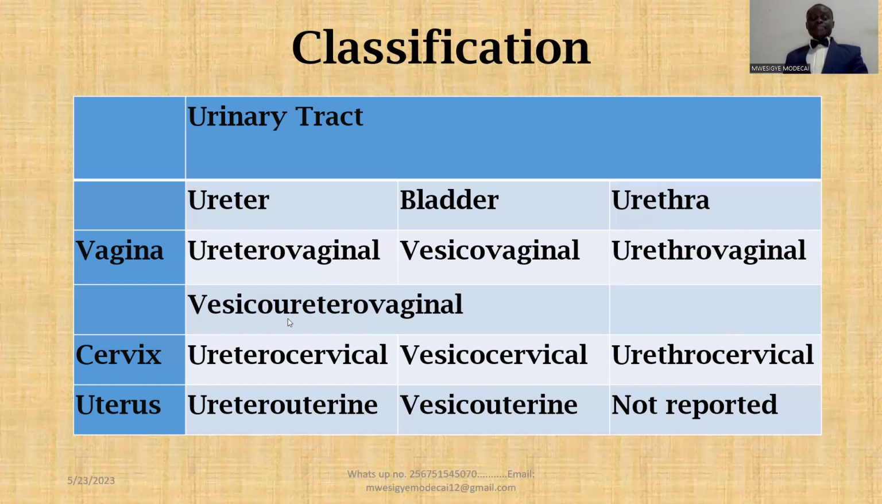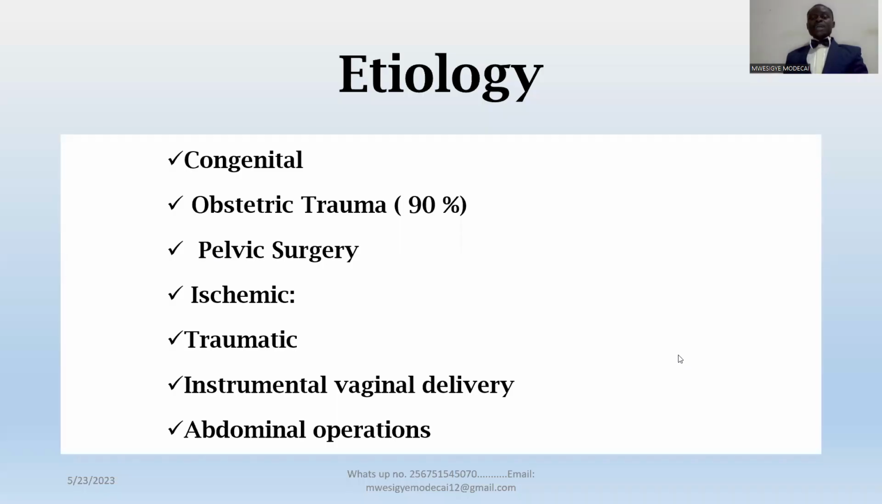Then we have another classification where we talk about a fistula between the uterus and the ureters. We call it uretero-uterine fistula. The fistula that appears between the uterus and the bladder is called vesicouterine fistula. There is no fistula that has been described between the uterus and the urethra. Those are the classifications of fistula.